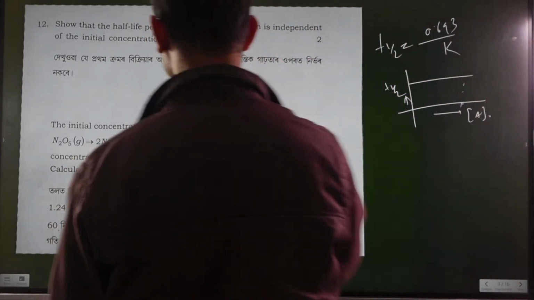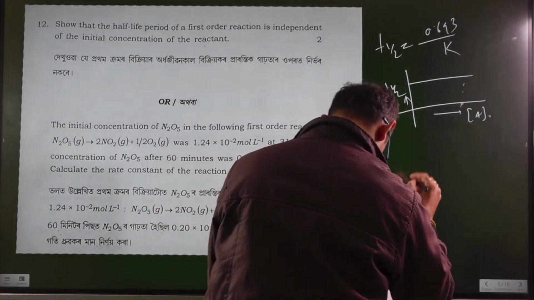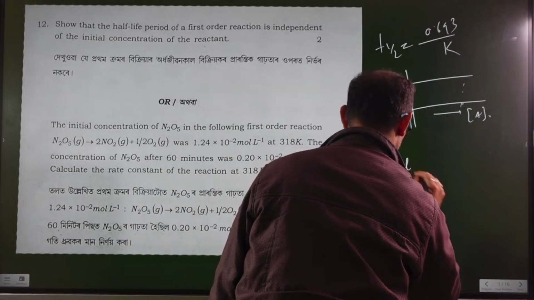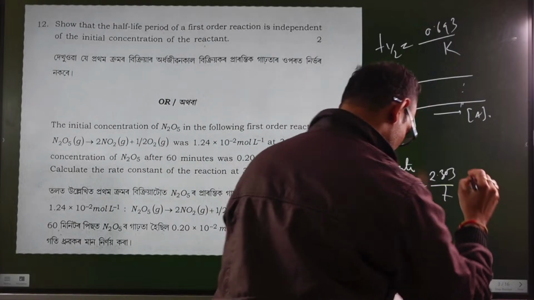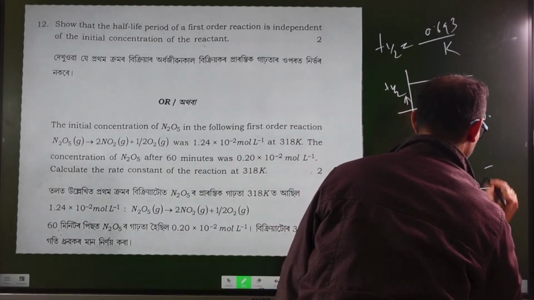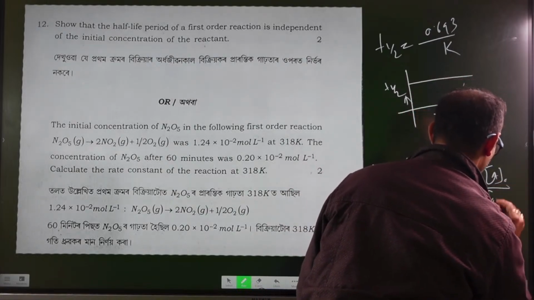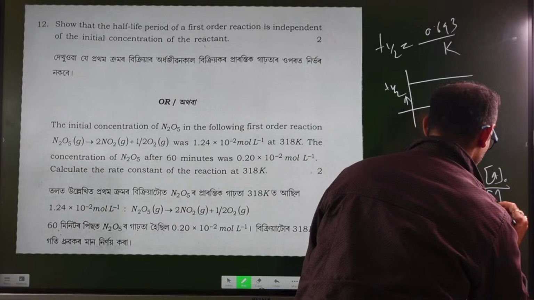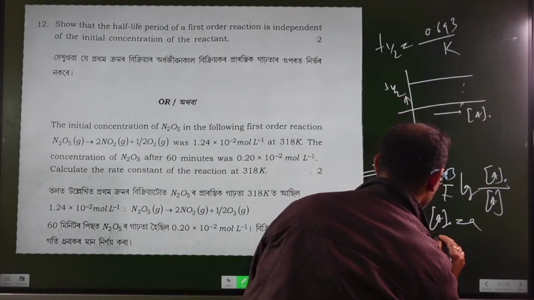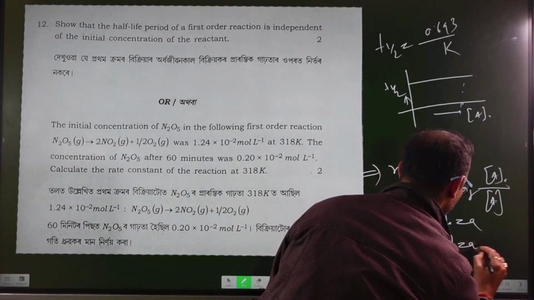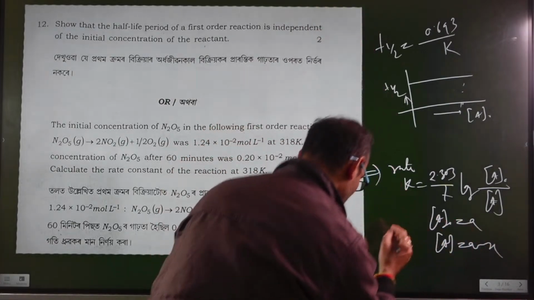Okay, moving to this question also. You just use this expression: rate constant K is equal to 2.303 by t, log base 10 of A0 divided by A. A0 means the initial concentration, and the concentration of A is equal to a minus x. So here it is in the expression.